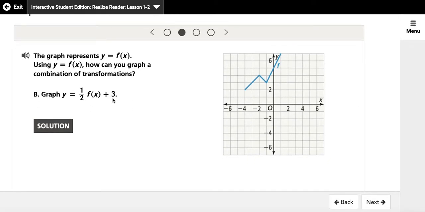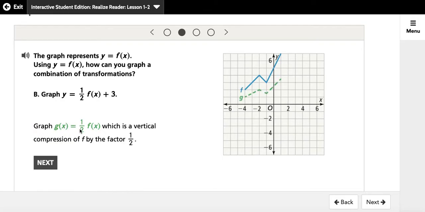So let's see what we would start with. Do you start with the half, or do you start with the plus 3? You start with the 1/2. 1/2 is a multiplier. That means we have a vertical compression by a factor of 1/2. So all these points here, instead of at 2, it's at 1. Instead of at 4, it's at 2. Instead of at 3, it's 1.5. And instead of at, I think that's 7, it gets dropped down to 3.5. It's a vertical compression, which you can remember from that first screen I was on.